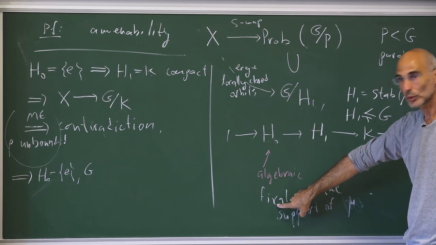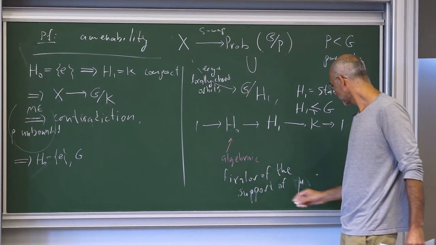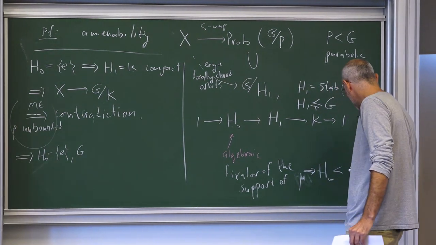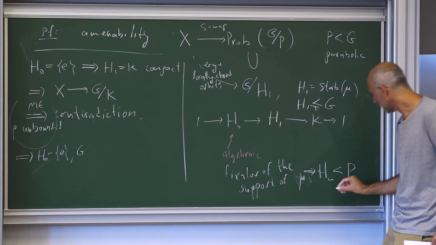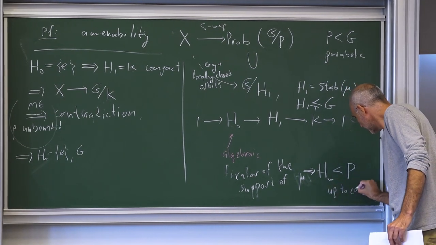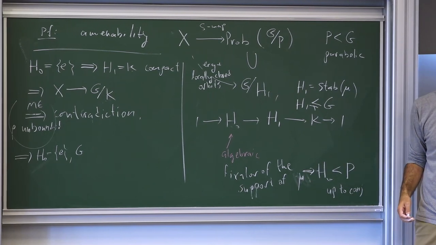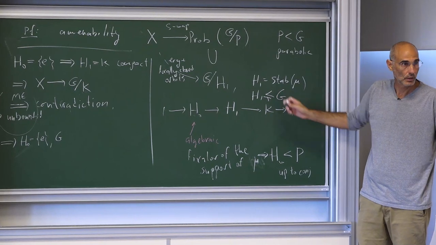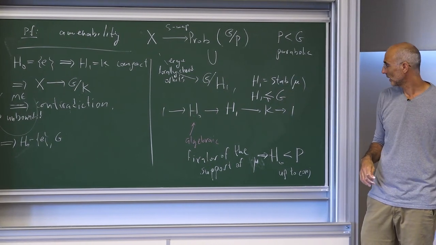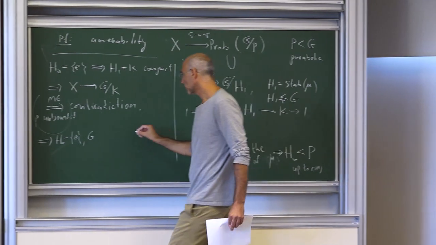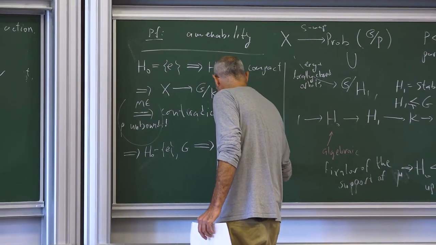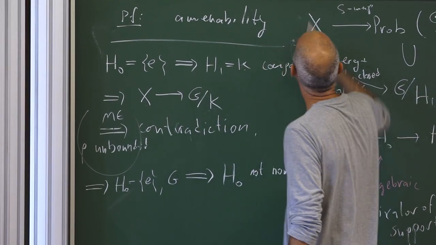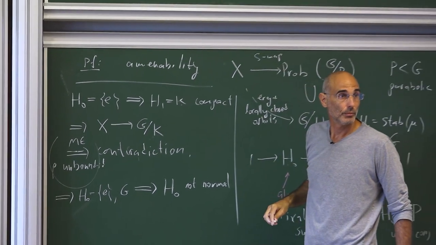H0 is contained in a fixator of the support of mu, so H0 is contained in P up to conjugation, right? I mean, in particular, it fixes a point. So it cannot be G. G cannot stabilize a measure, so H0 is not normal. Now I'm using the fact that G is K-simple.